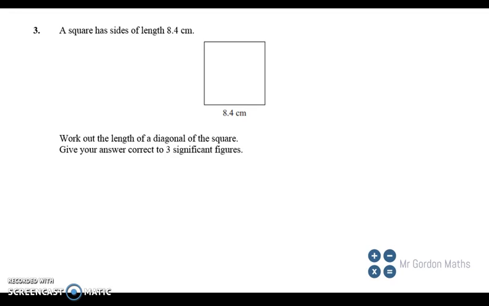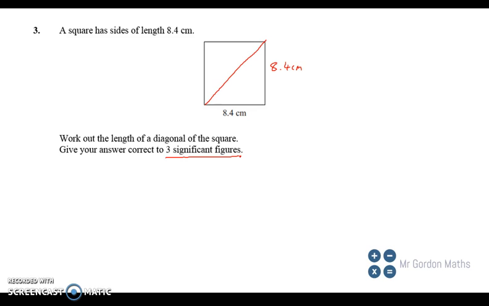Okay, question 3. A square has sides of length 8.4, so we know a square is the same all the way around, 8.4 centimetres, length and width. Work out the length of the diagonal. So we're going to think about the diagonal across the square. How long is that? Correct to 3 significant figures. So we're going to round our answer up at the end to get the last mark.